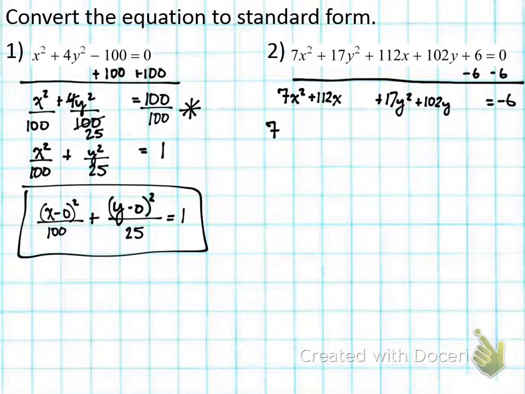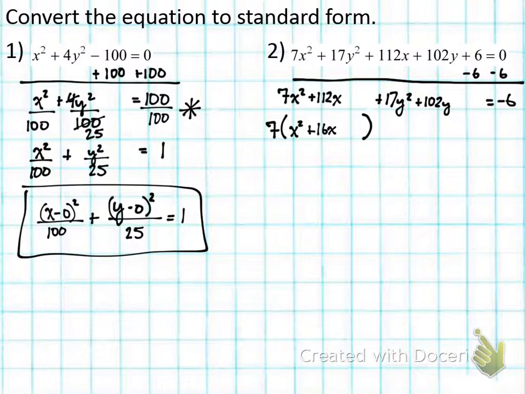Okay? Everyone's watching. This is really important. 7 times x squared is equal to 7x squared. 7 times 16x is equal to 112x. Then we're going to close parentheses, leaving a little space to complete the square.